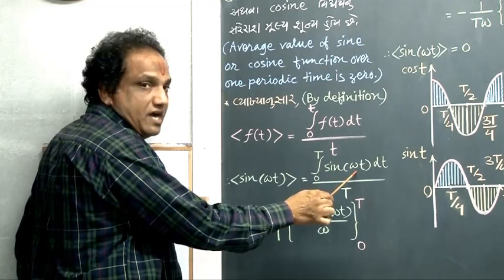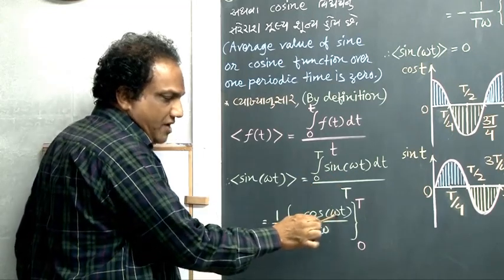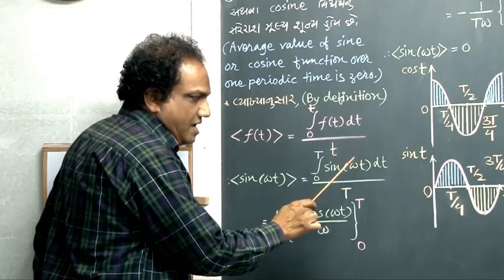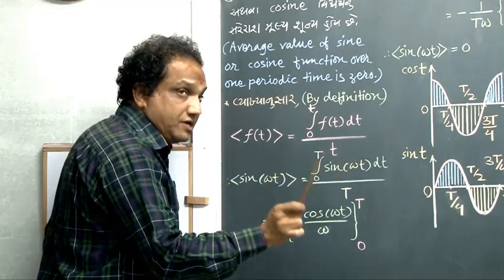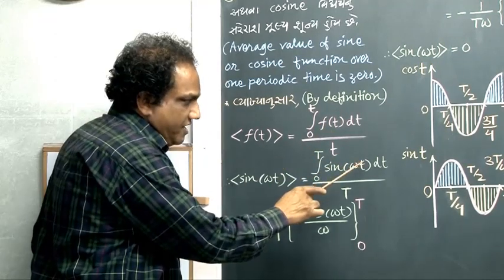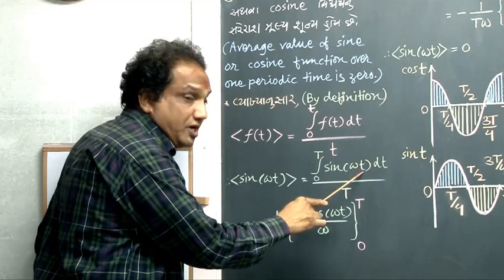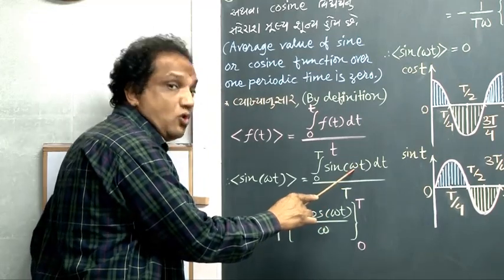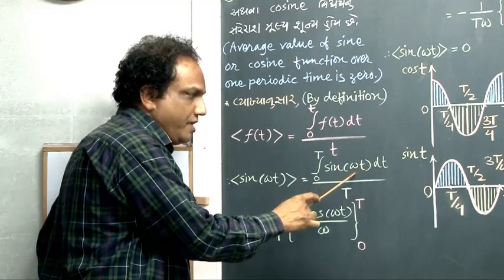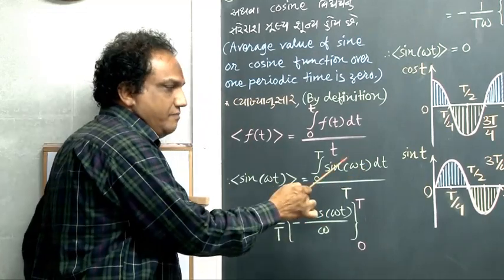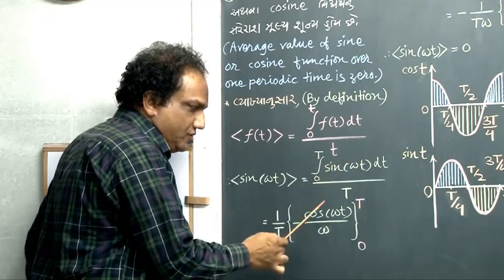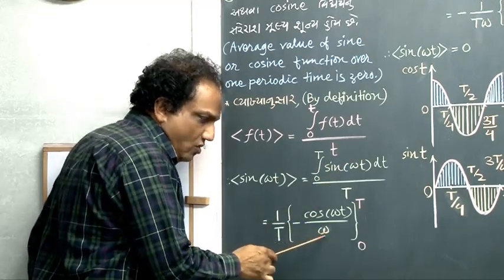Integration of sine of omega t is minus cos of omega t. Now you are supposed to take the derivative of this part, and whatever answer you get, you have to divide this value by that answer. If I take the derivative of this term with respect to t, I will get omega, because omega is constant and d by dt of t is 1. Omega into 1 is omega, and by that omega I should divide this now.